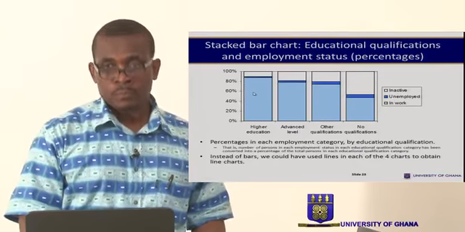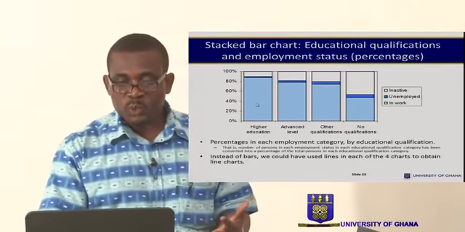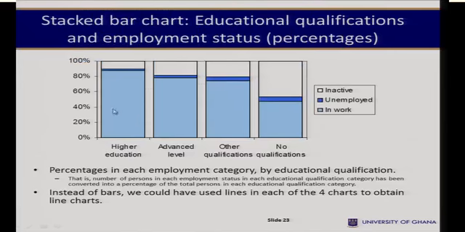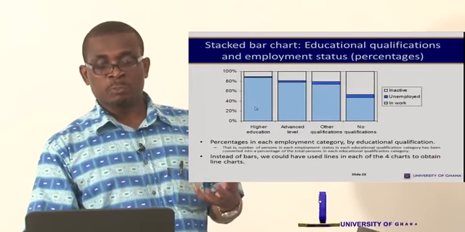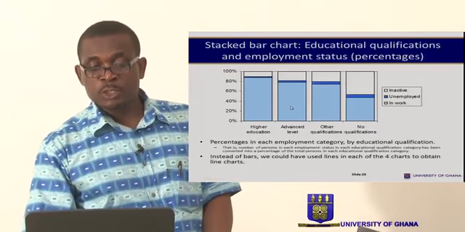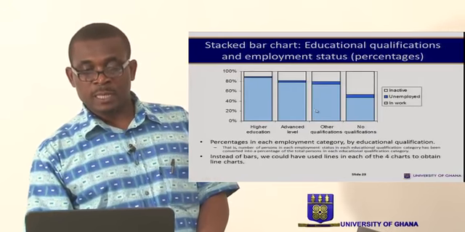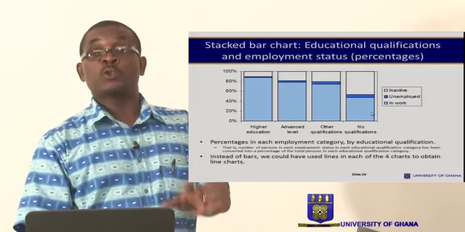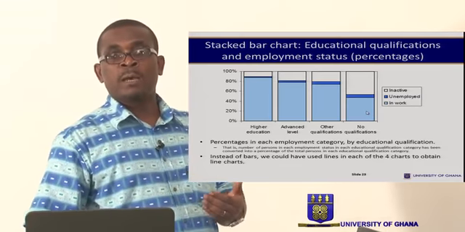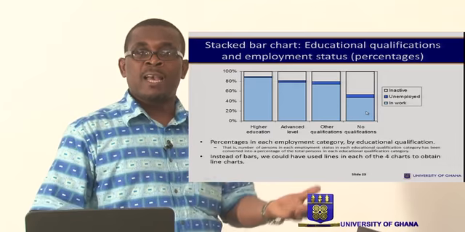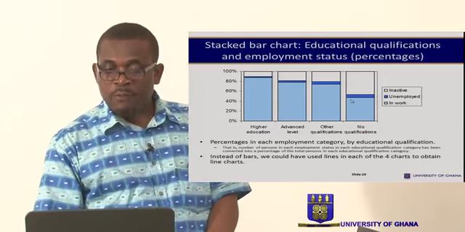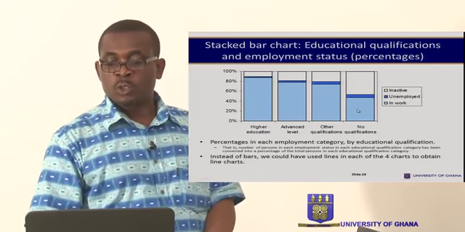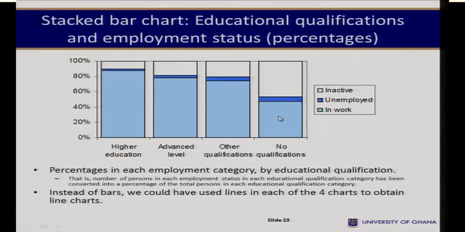Now, this is more meaningful because at a glance, what this graph is telling you is that those who have higher education seem to be more employed. In other words, those who have higher education, the majority of them tend to be employed compared to those with advanced level, and then other qualification and no qualification. What it means to you as a student is that there are brighter prospects for obtaining a job from having higher education, because only about 50% of those with no qualification at all are working.